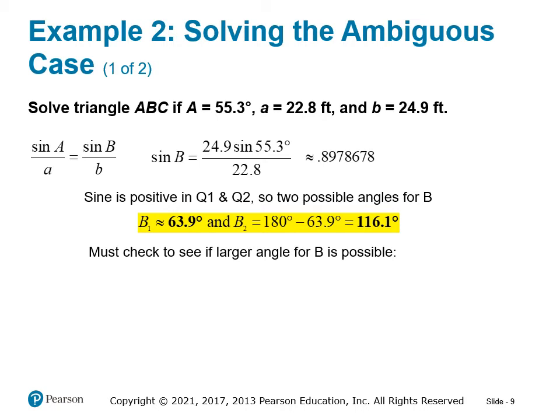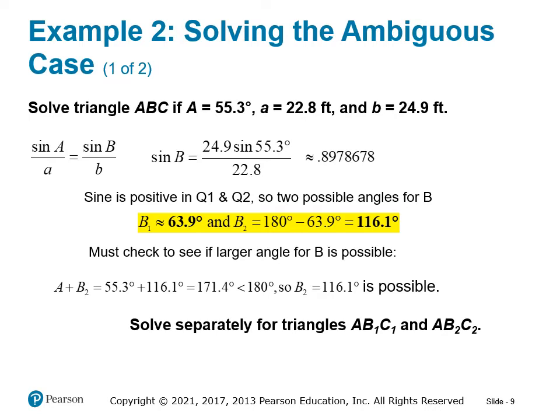So now we have to check to see if the larger angle for B is possible, okay? And a way we can do that is simply add A and B together. Angle A is given, add B, and see if we have any space left, if there's still room for an angle C. So we have to make sure that it's less than 180. When we add A and B together, we get 171.4. So the second angle B of 116 is possible. Doesn't mean it is an actual solution, but it is possible.